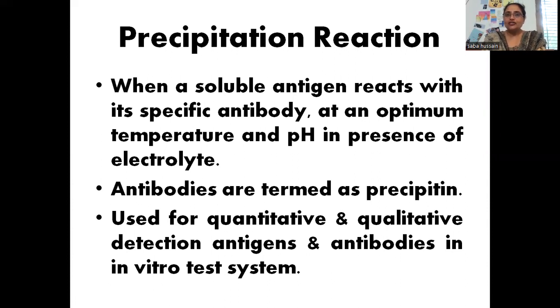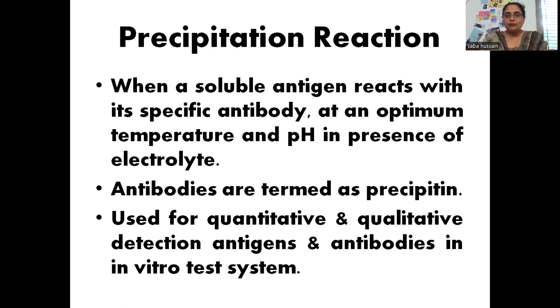It is when a soluble antigen, remember the word soluble is very important, reacts with a specific antibody. And this happens at an optimum temperature and pH and in the presence of electrolyte. So all this can be done in an in vitro system. So precipitation reaction is studied in an in vitro test system. Why are we doing all this? To detect antibody or antigen. So one of them will be unknown and the other will be known. So from the known, we will detect the unknown one.